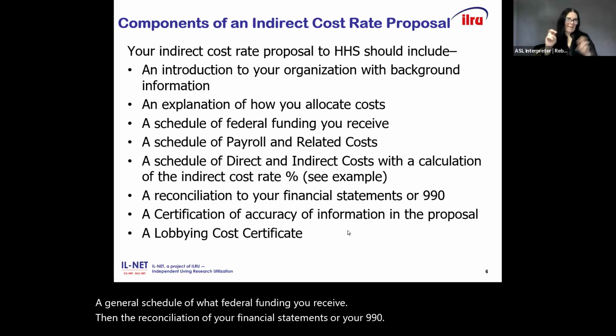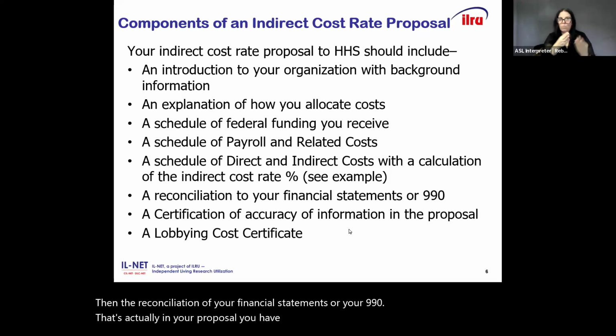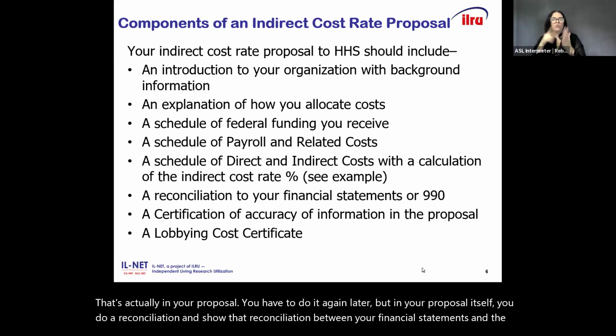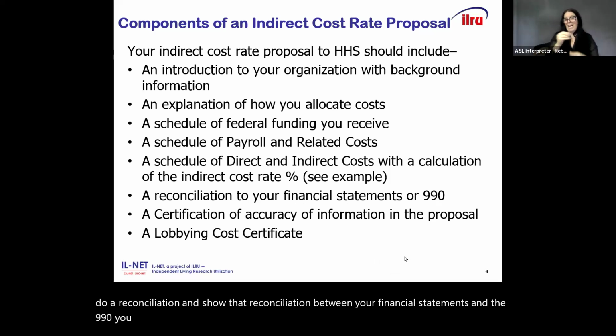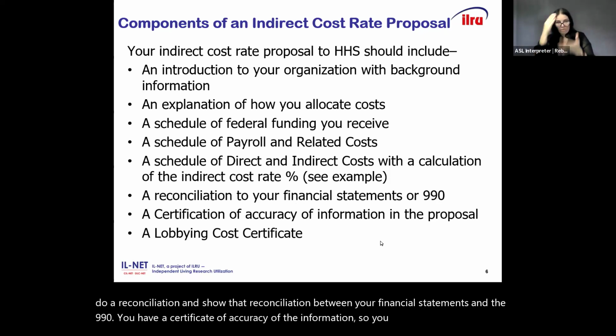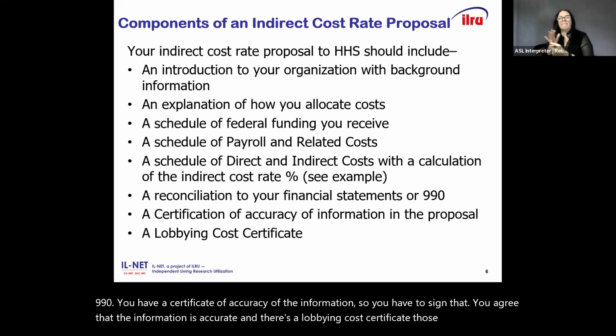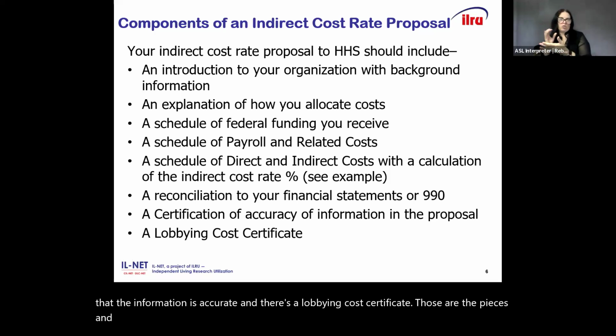That's actually in your proposal. You have to do it again later. But in your proposal itself, you do a reconciliation and show that reconciliation between your financial statements and the 990. You have a certificate of accuracy of the information. So you have to sign that you agree that the information is accurate. And there's a lobbying cost certificate. Those are the pieces. And we're going to tell you a little bit about how to do each one of those.